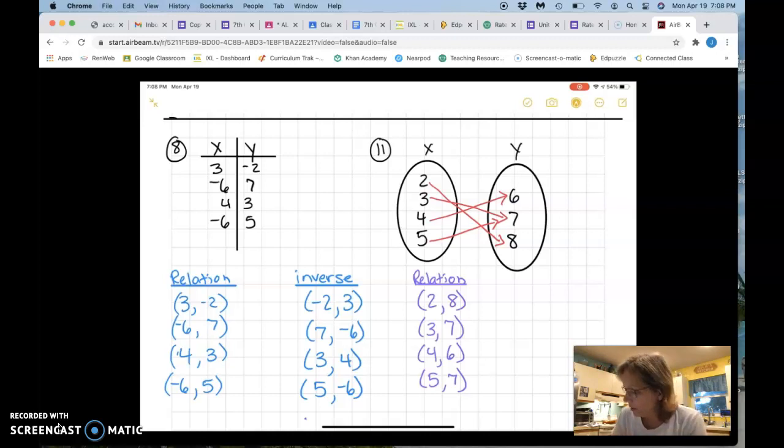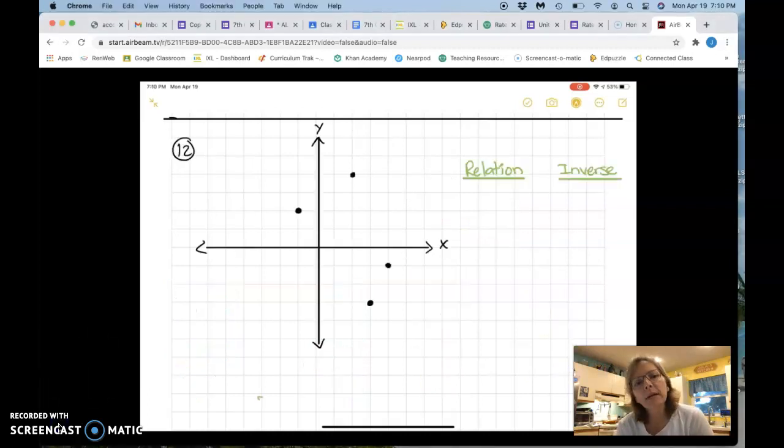Okay, and then inverse, easy part, just write them the other way, flip them around. 8 and 2, 7 and 3, 6 and 4, and 7 and 5. All right, this is the last one, and it says the same directions as before. Write the relation or the set of ordered pairs, and then write the inverse.